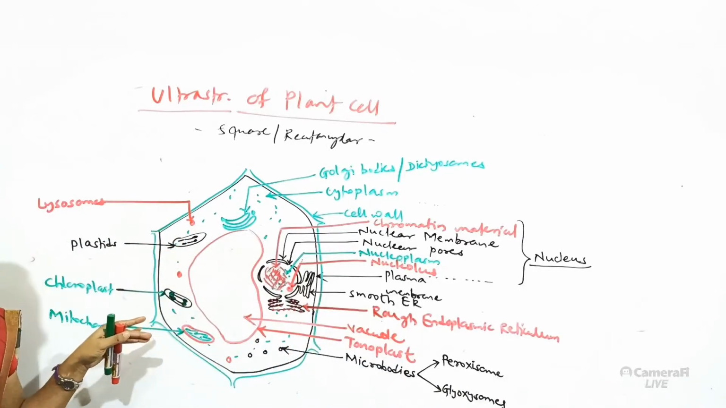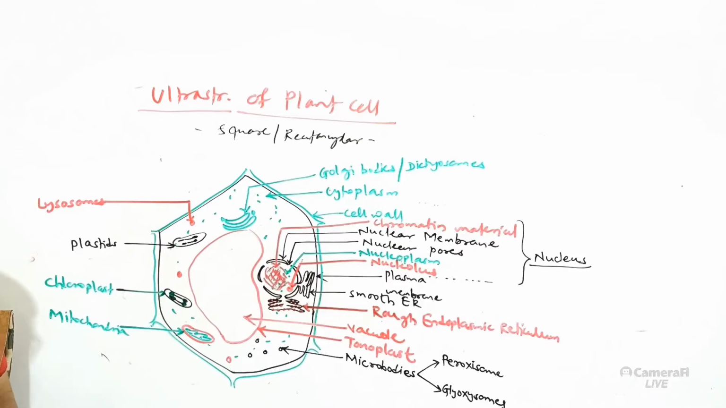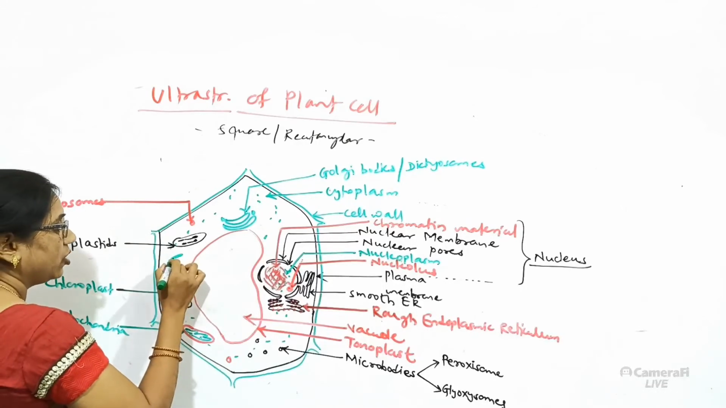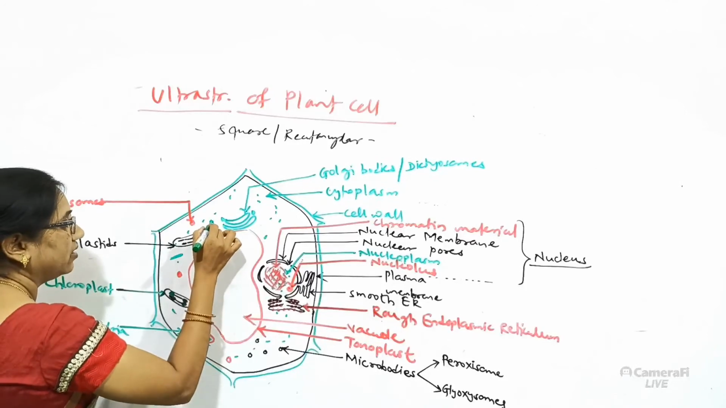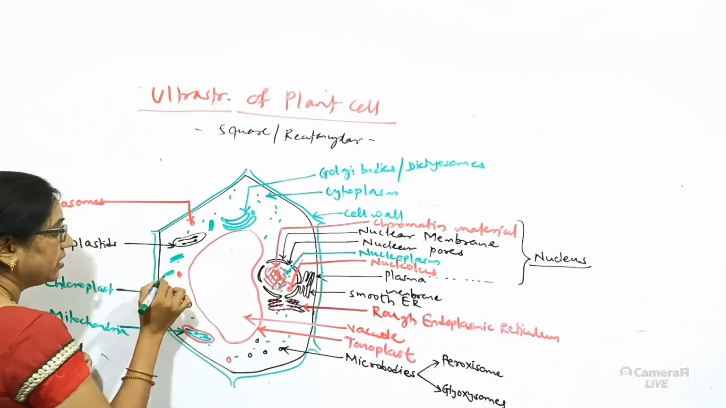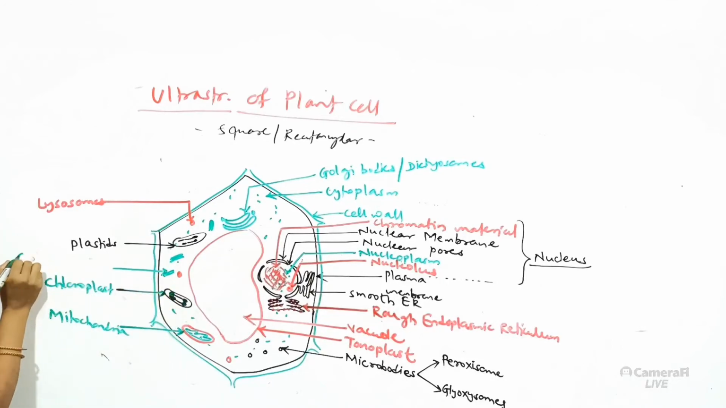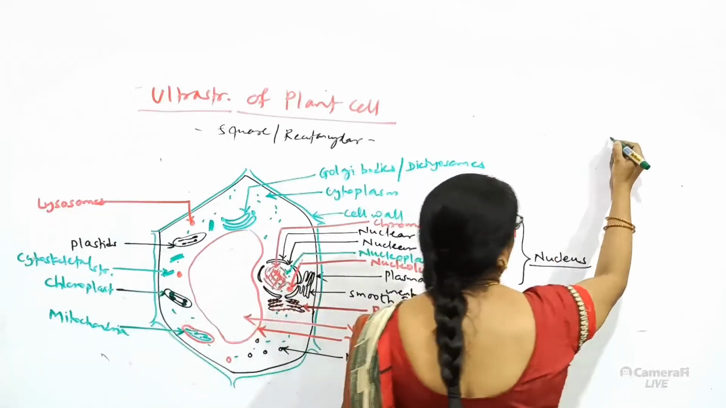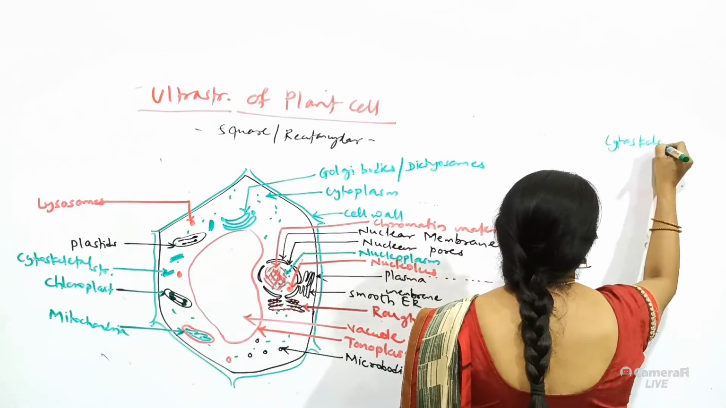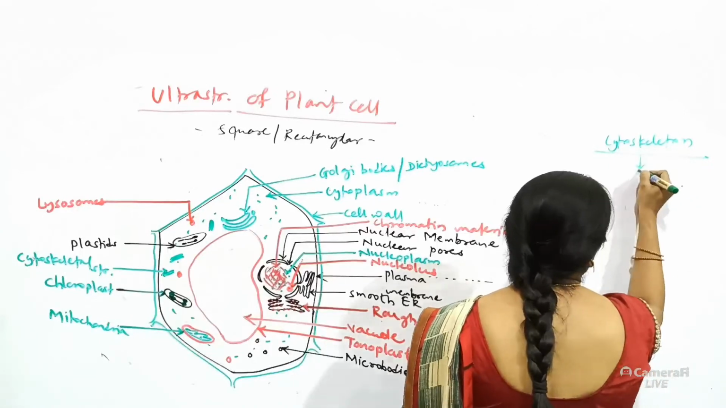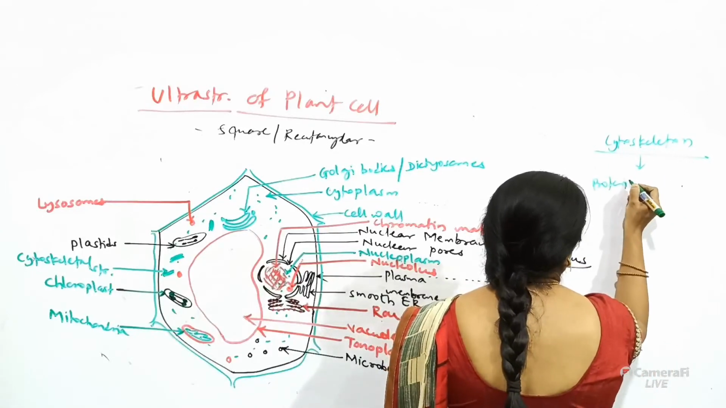Then along with this, inside the cytoplasm there are cytoskeletal structures. Some proteinaceous tubules are also found inside the cytoplasm, and what are these proteinaceous tubules called? These are called the cytoskeletal structure. What does the cytoskeleton consist of? The cytoskeleton consists of proteinaceous structures.